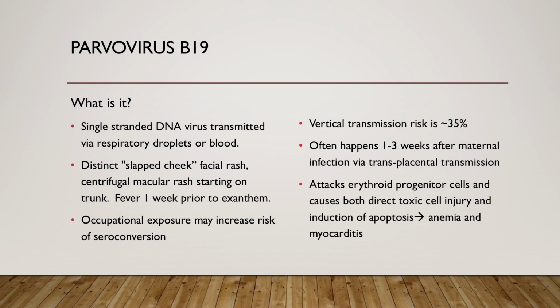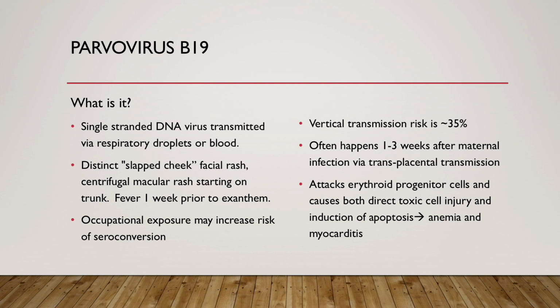The next organism is parvovirus B19, also known as Fifth's disease. This comes under the O category, or other, in TORCH infections. Parvovirus is a single-stranded DNA virus that's transmitted via respiratory droplets or blood. Those with parvovirus infection can present with a distinct slapped cheek facial rash and a macular rash that starts on the trunk and spreads outwards. There is usually a fever 1 week prior to this rash.